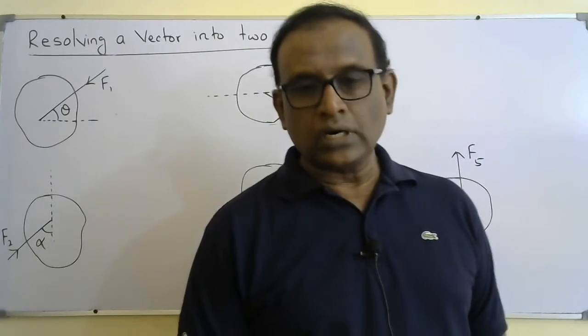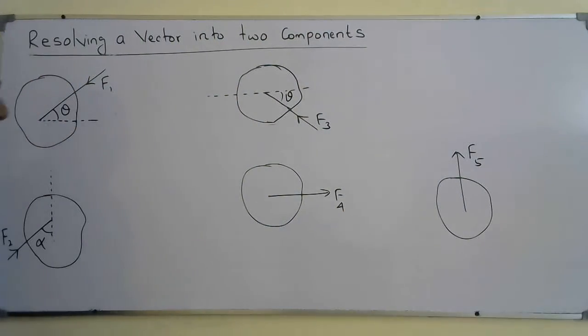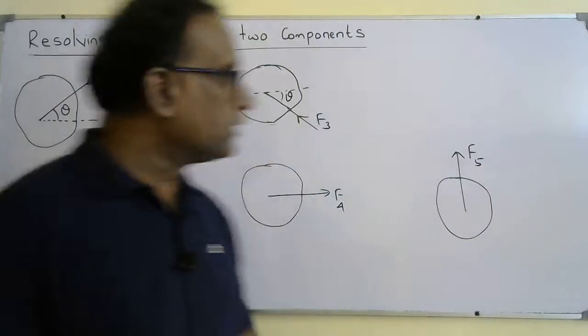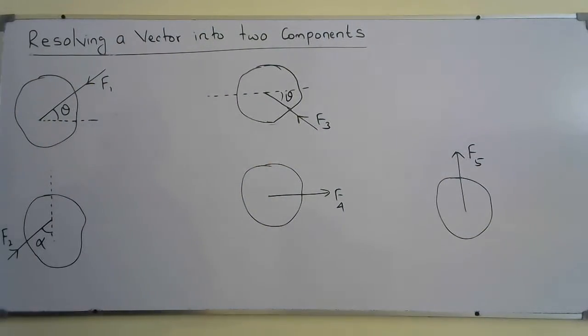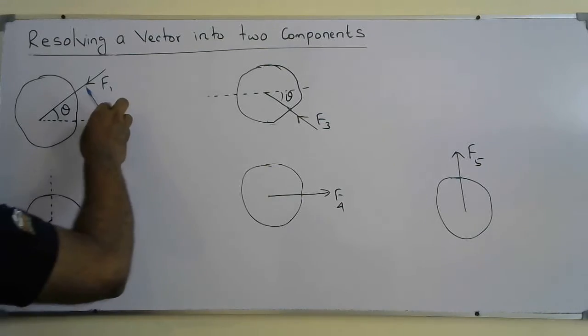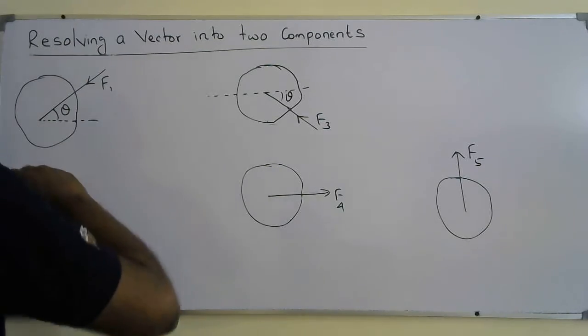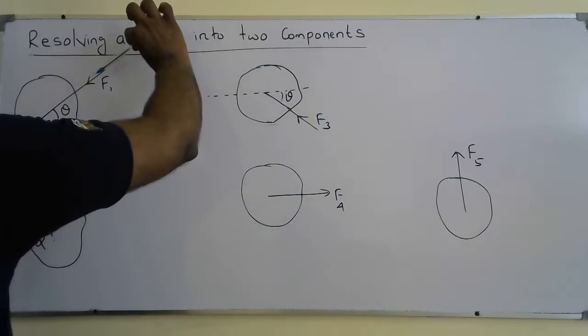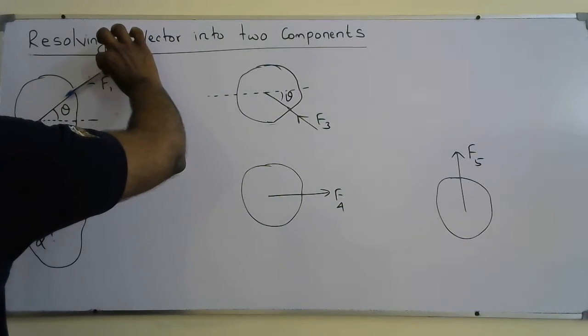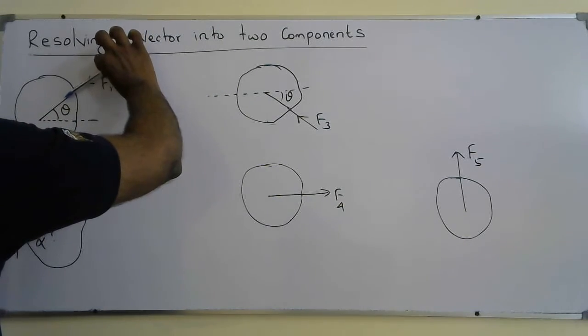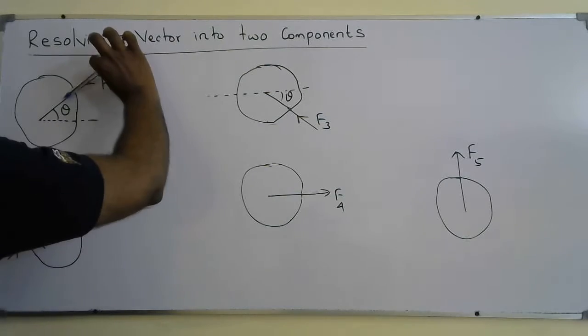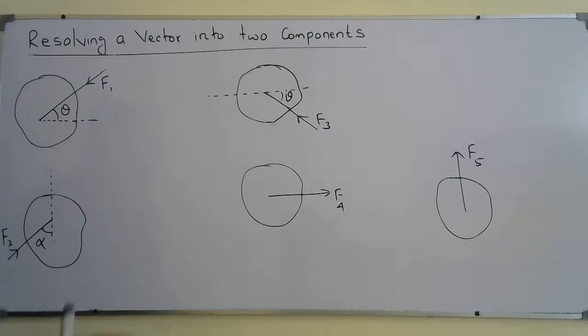Okay, so we'll do questions related to resolving a vector into horizontal and vertical components. I drew the diagram for the questions. First question: there's a force F1 that makes an angle theta with the horizontal. Keep your pen along the direction of the arrow. To get the horizontal component, you should close it through angle theta.